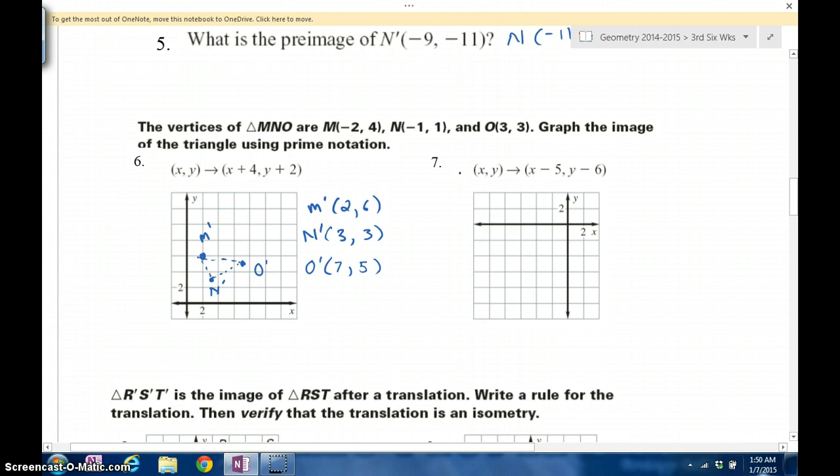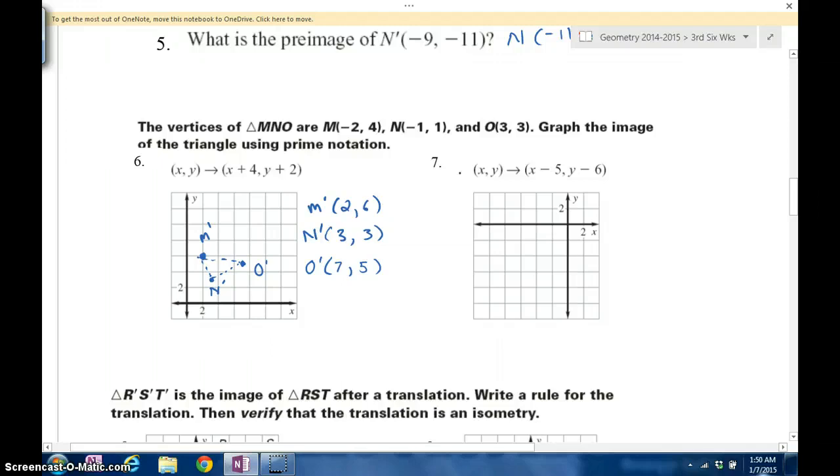And that's a triangle there. Alright, we're just graphing the image, not the pre-image here. The pre-image, if you try to graph it, it's going to be off over here somewhere, so that wouldn't work. Alright, so number 7 has a different rule. We're going to subtract 5 from x and then subtract 6 from y.